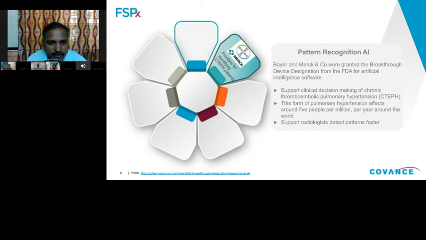So they have developed a software, and this has been granted by FDA also. They have used the pattern recognition software to take some clinical decisions on the disease called chronic thromboembolic pulmonary hypertension. This is a type of hypertension which happens in lungs. Usually hypertension is more related to cardiovascular, but here it is called pulmonary hypertension, where people are affected a lot.